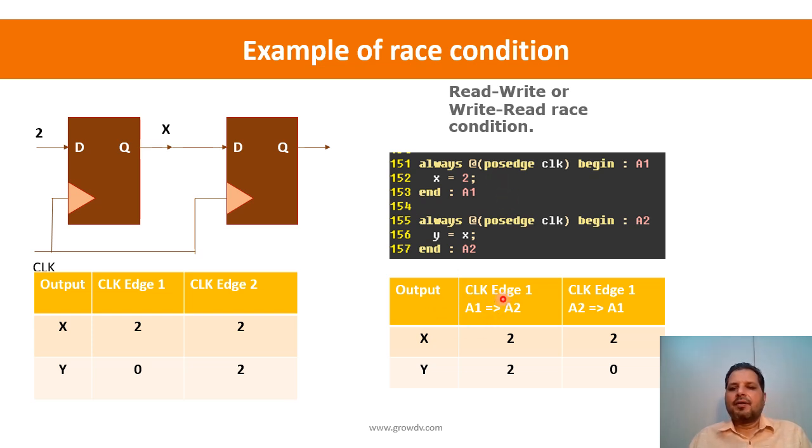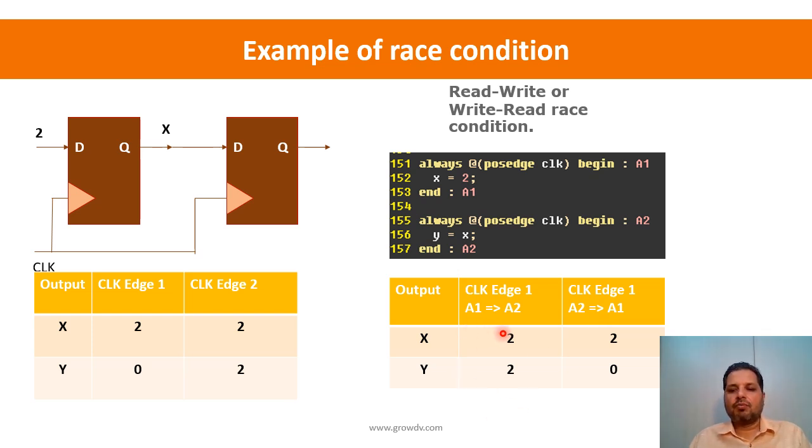Now if at clock edge 1, the execution order happens to be always block 1 followed by always block 2, then the value of x would get set to 2, and because it's a blocking assignment, the value of x will be available, and then y equal to x, so the value of y I'm going to see is 2. This is the output I will see, whereas according to my modeling, if I were to model this hardware, I was expecting different behavior. So there is this difference in output.